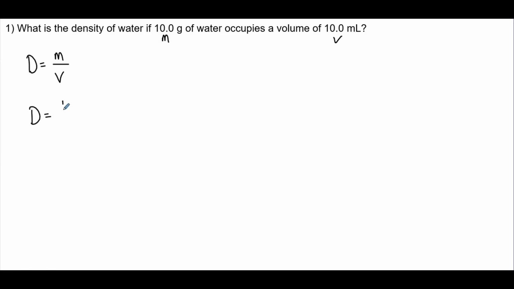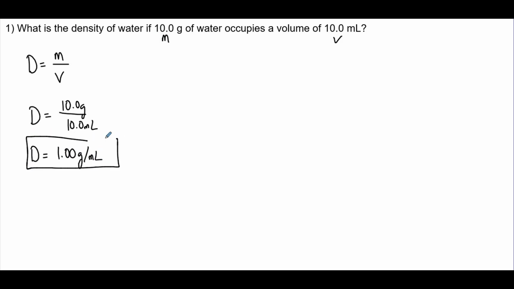Density is equal to 10 grams, divided by 10 milliliters. And of course, that works out to be 1. I don't even need a calculator for that one. And those units would be grams per milliliter because nothing cancels out of that problem.